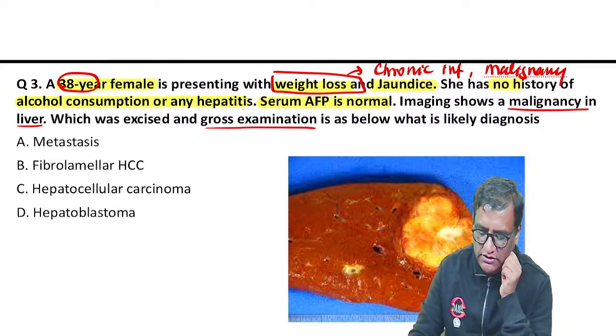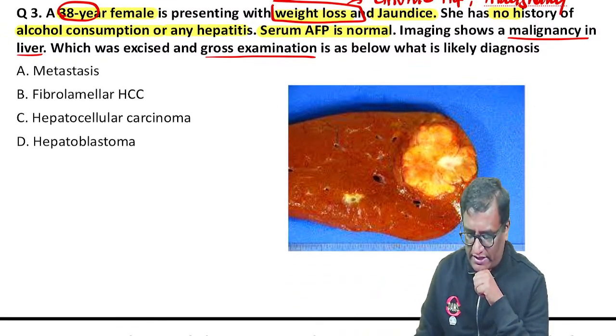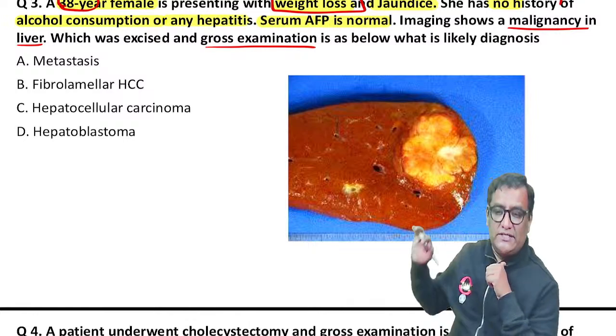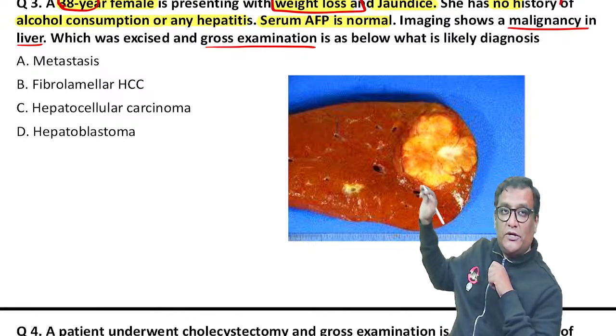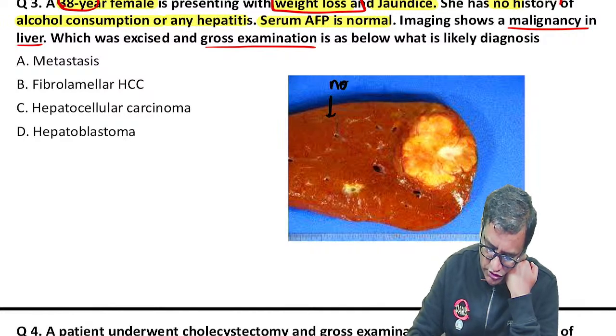Anybody has made a diagnosis here? I want to see what is this. Now tell me, gross examination, what am I seeing in this? Look at this and please tell me what am I seeing in this here. Okay, so this is your normal liver. This is your normal liver parenchyma. And this is your tumor, isn't it?